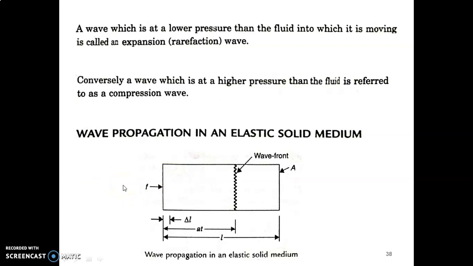Capital F is taken as force. Here we have force by area, which we have denoted by small f. So the unit of small f is newtons per centimeter square, or newton per millimeter square, or meter square. Okay. So this is a compressive stress. Now, as a result of this compressive stress applied at one end of this metallic rod, a wave will be generated.